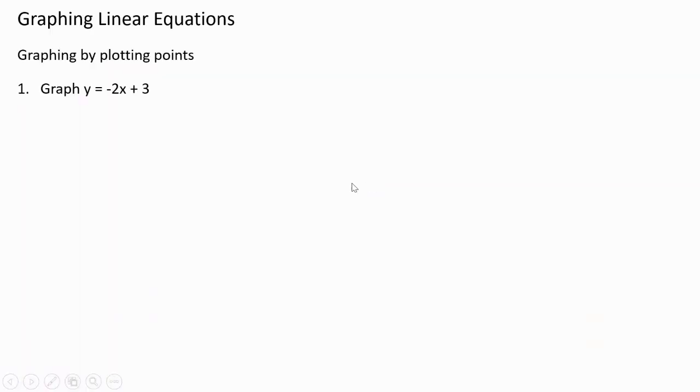Okay, now first, let's start by graphing linear equations. Graphing by plotting points. So we're going to plot points. It's always wise to use a table.